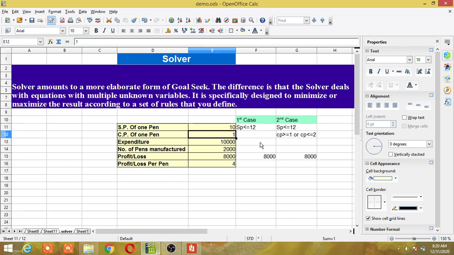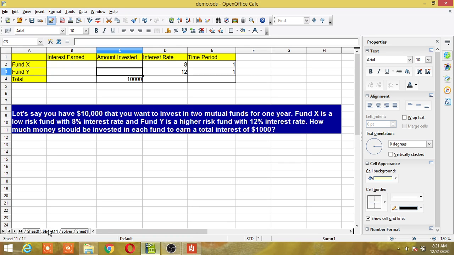So this is the way you can use Solver in OpenOffice Calc. Now let me show you one more example here. In this example, I'll explain the question first. I've taken a table here. Let's say you have 10,000 that you want to invest in 2 mutual funds for 1 year. That means 2 mutual funds are there, Fund X and Fund Y. The time period is 1 year for both.